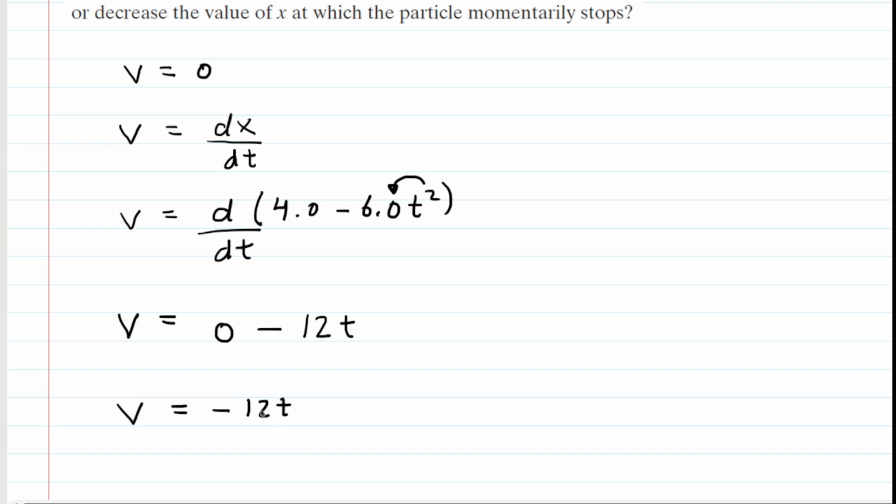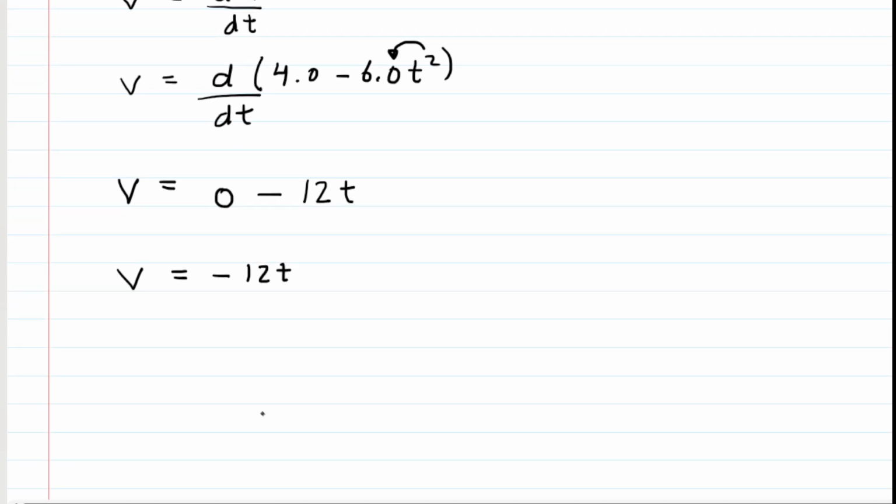This question, again, wants to know when the particle stops. So what we're going to do is take our velocity, which is negative 12t, and set that equal to 0. Because when a particle stops, once again, its velocity is 0. Dividing both sides of this by negative 12, we can see that the time at which the particle stops will be 0 seconds. And so this is the correct answer to part A.